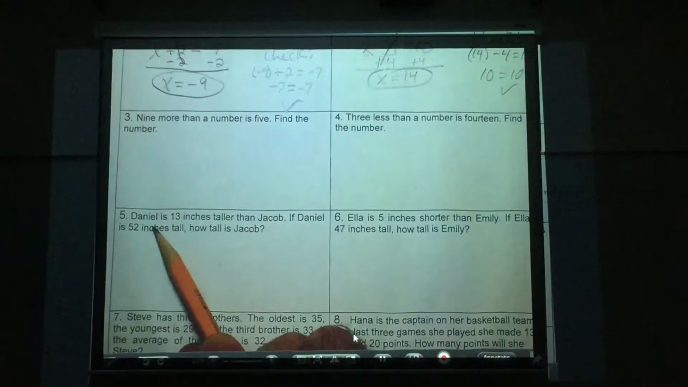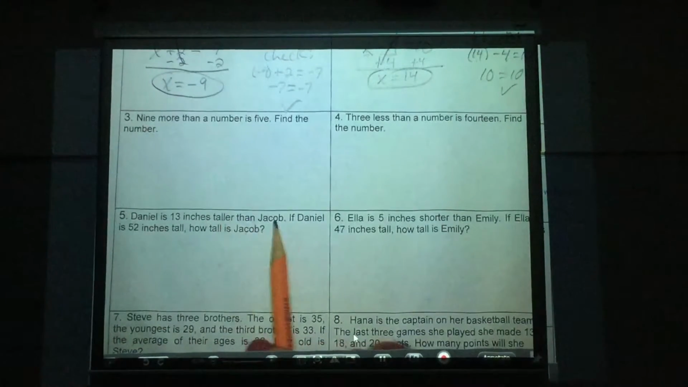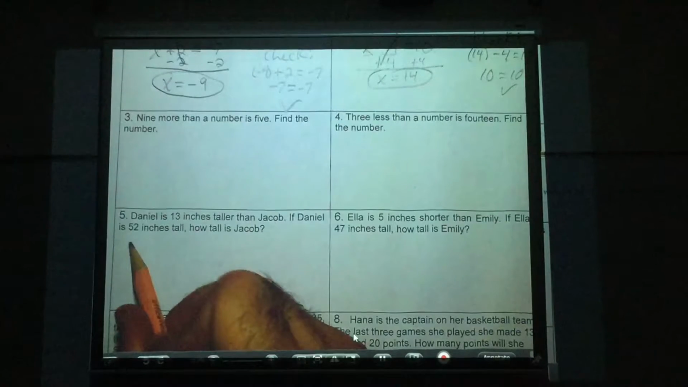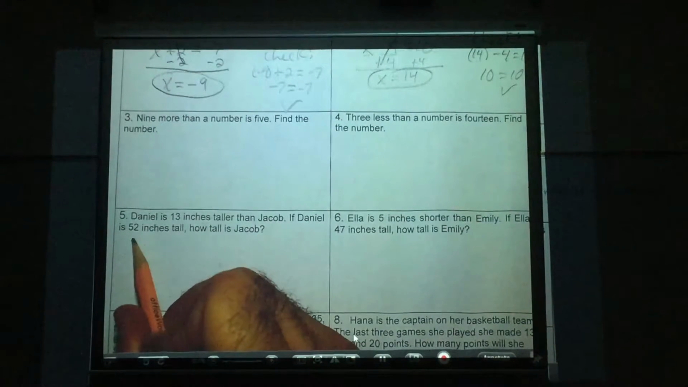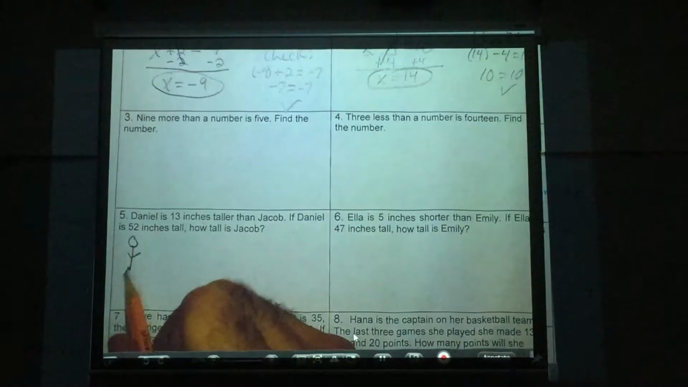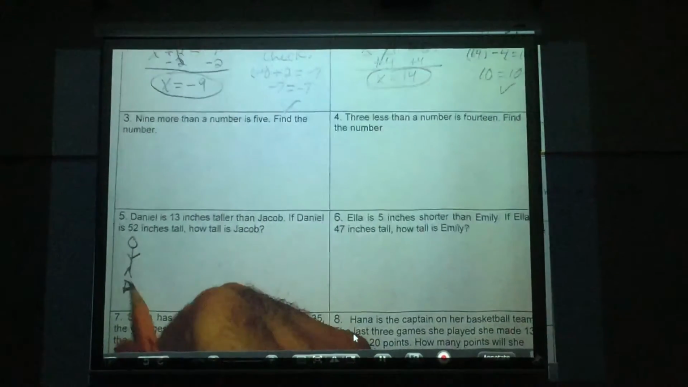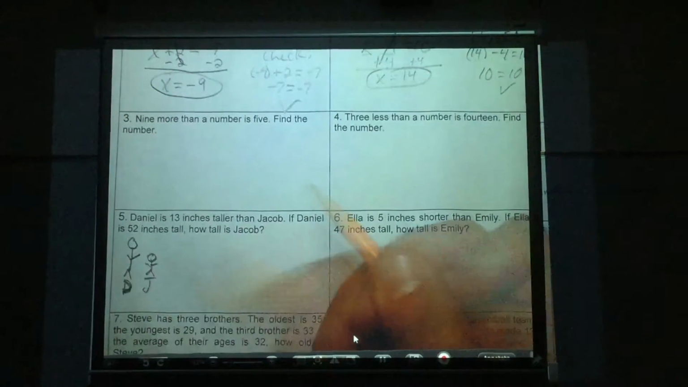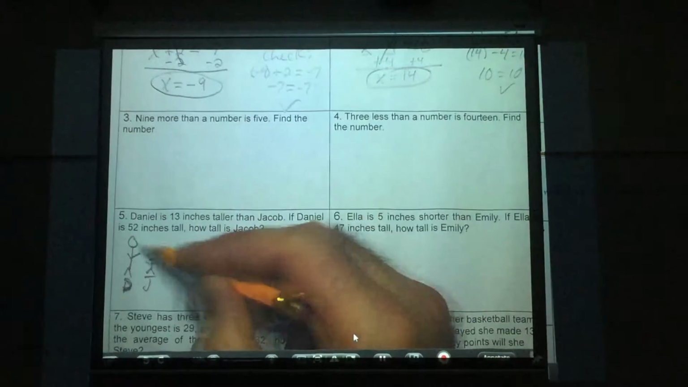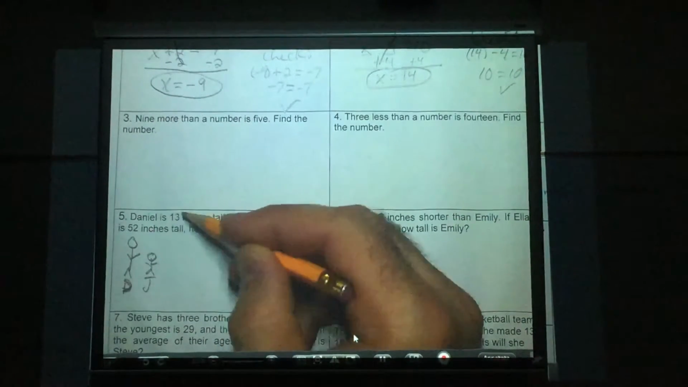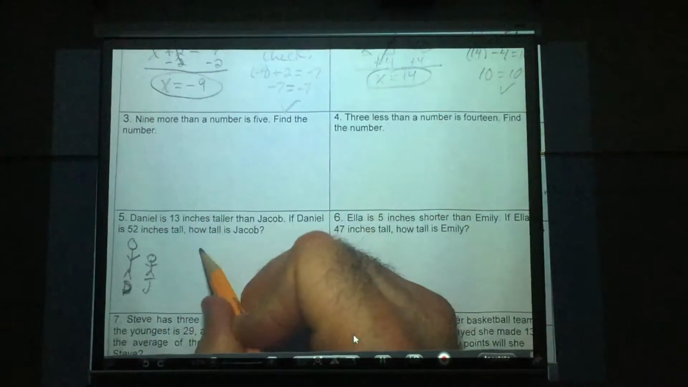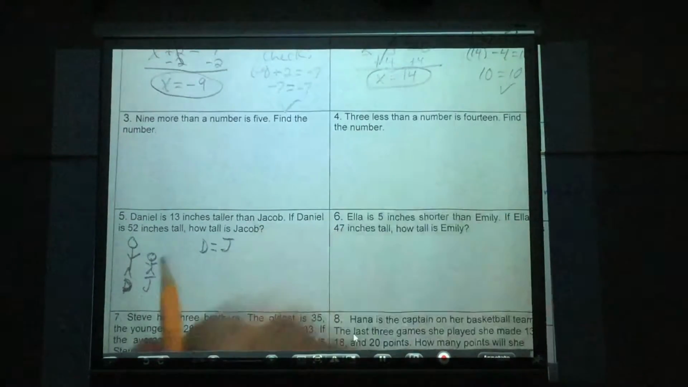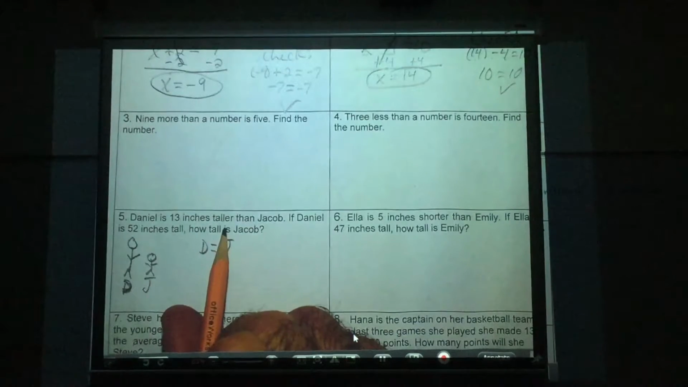It says, Daniel is 13 inches taller than Jacob. If Daniel is 52 inches tall, how tall is Jacob? So, I'm just going to draw a little diagram here to help us create the equation. So, here's this little person named Daniel, okay? And then we have another little person, but he's actually shorter. His name is Jacob. Now they are not the same height because it says right here that Daniel is 13 inches taller than Jacob. Now I'm going to put a statement right here: D equals J. This is not true because, like we said, Daniel is 13 inches taller than Jacob.